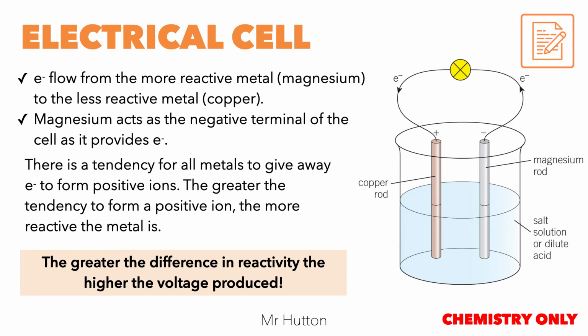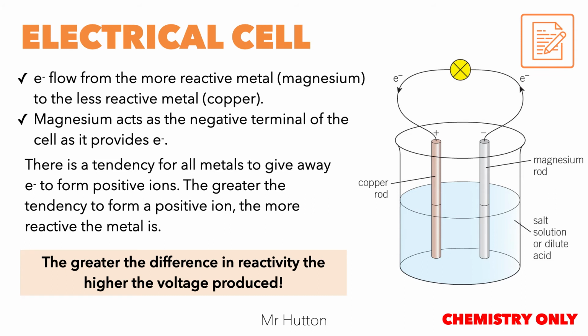So here's a diagram of what we were just talking about. This time we've got magnesium and copper in a salt solution, or sometimes it's a dilute acid. And you can see from the diagram the arrows on the wires showing the electron movement. And it's going from magnesium, the more reactive metal, to the copper, the less reactive metal.